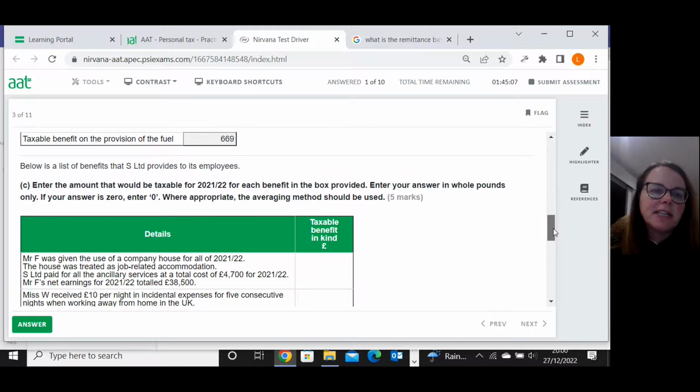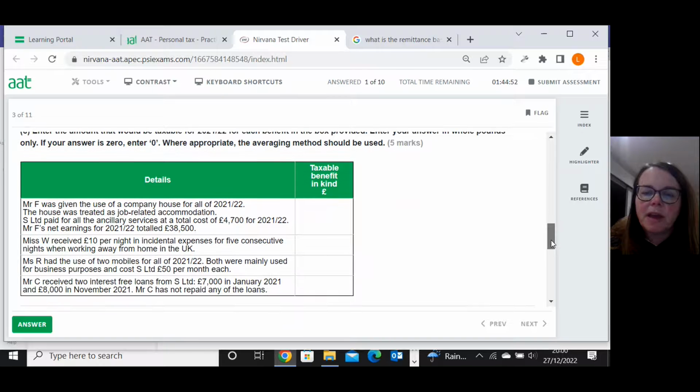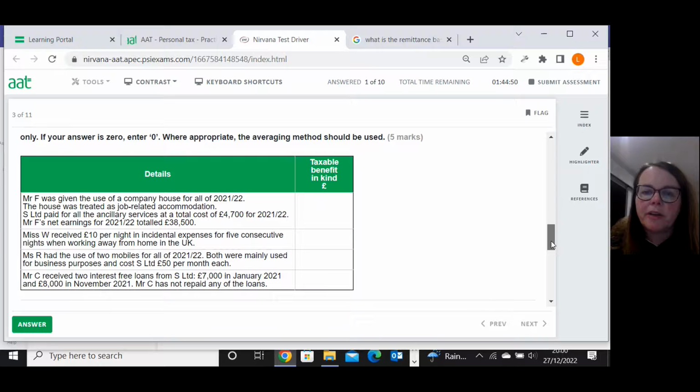Below is a list of benefits that S Limited provides to its employees. Enter the amount that would be taxable for each benefit, whole pounds, zero. Where appropriate, the averaging method should be used. That would be for a beneficial loan. So let's see if that comes up.